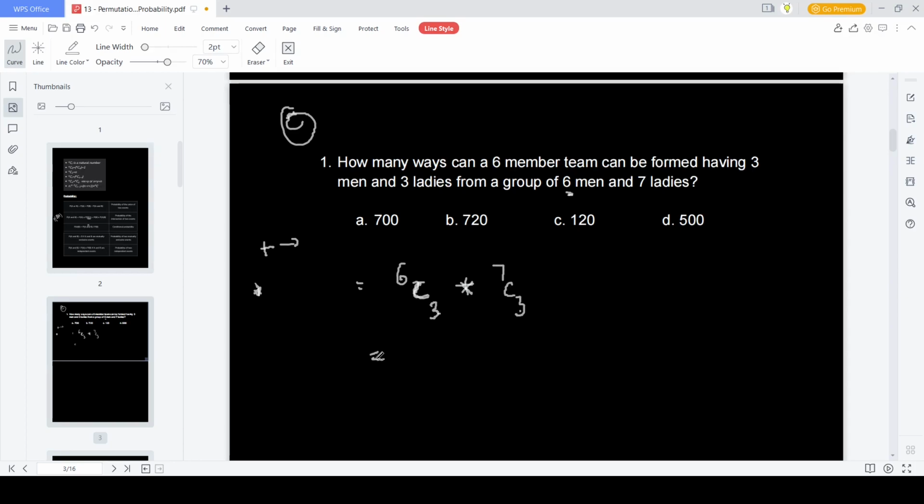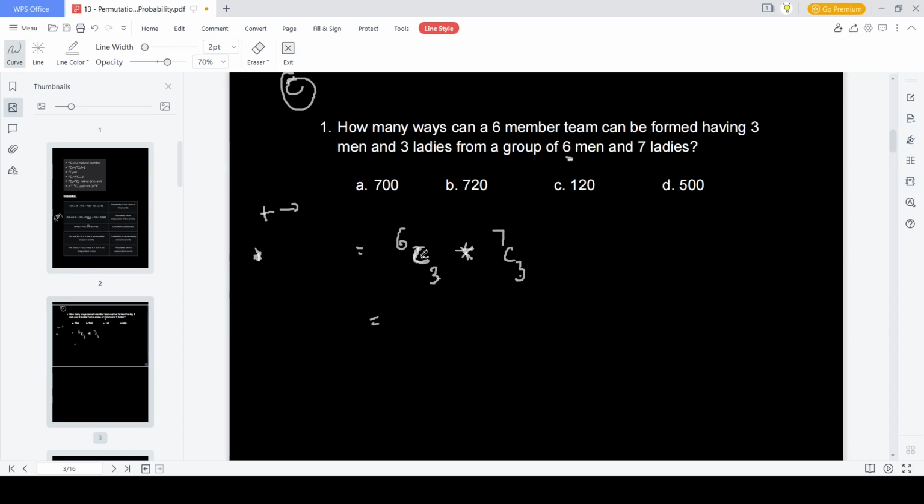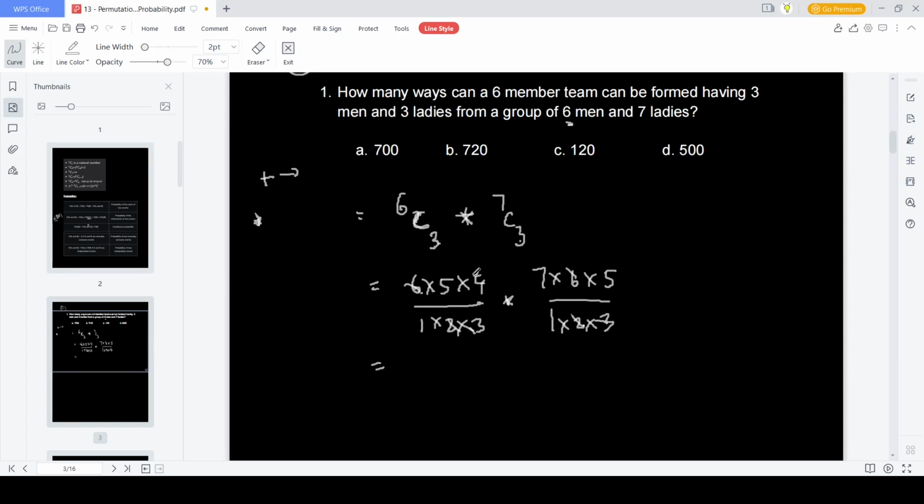Those of you who don't know how to evaluate an nCr question: start from the bigger number, go down the number of steps that is there. So 6 into 5 into 4, I went down 3 steps, and then divided by, go up 3 steps from 1, so 1 into 2 into 3. Into 7C3 is 7 into 6 into 5 using the same logic, divided by 1 into 2 into 3. Both sides I can cancel 2 into 3 and 6. You are left with 20 into 35, that is 700.